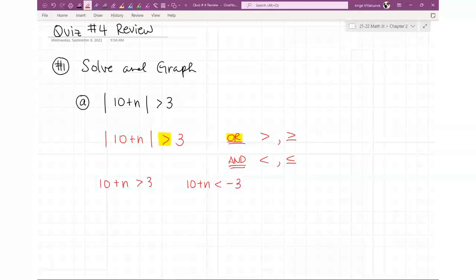I'm going to subtract 10 on both sides. To solve for the first one, I get n greater than negative 7. And on the other side, I'm also going to subtract 10, and I get n less than negative 13. And I'm done, this is finished. So all I have to do is graph this problem, so that's what I'm going to do right now.